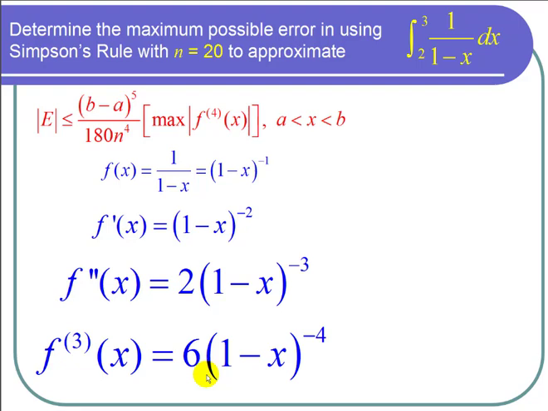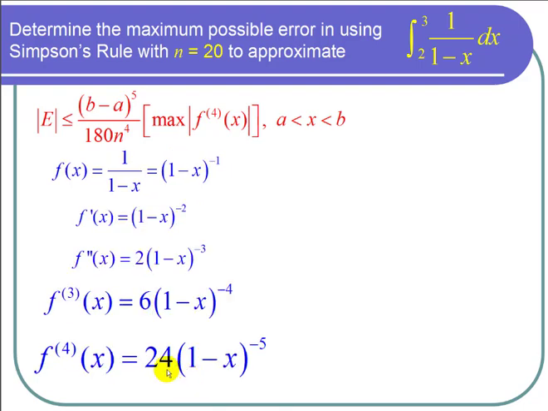So we have one more derivative to take, the fourth derivative. And again, same chain rule. We get negative 1 times negative 4 times 6 is 24 times (1 minus x) to the negative fifth power. And there's our fourth derivative of f of x.